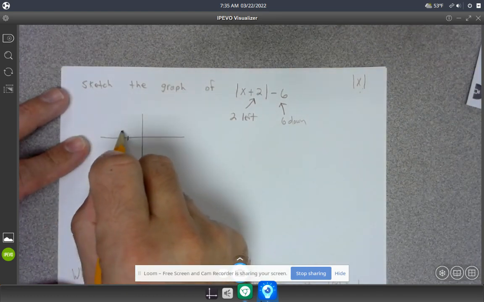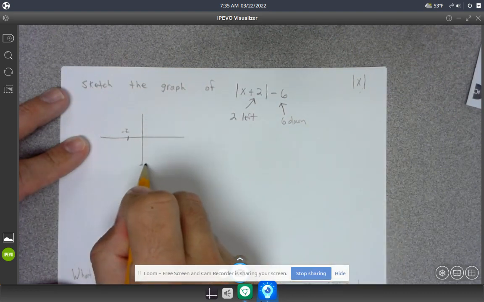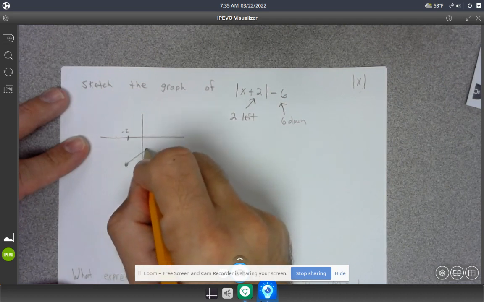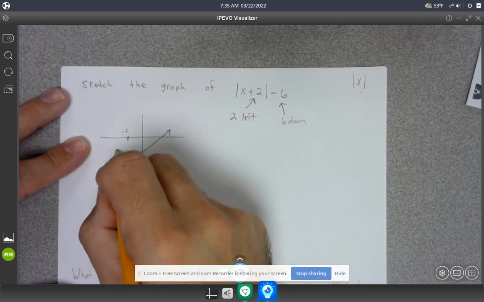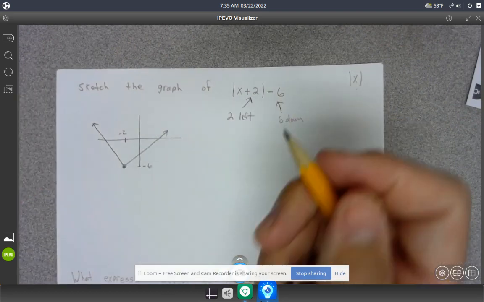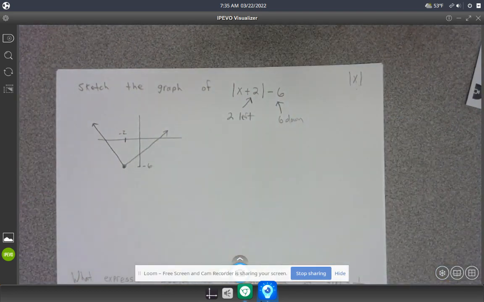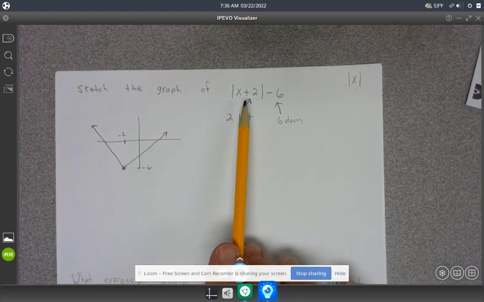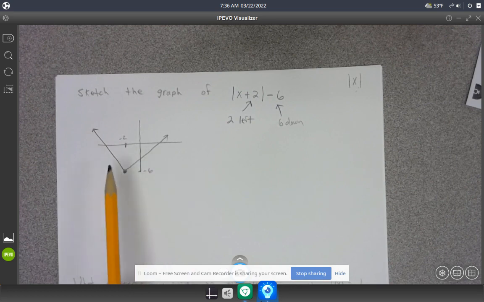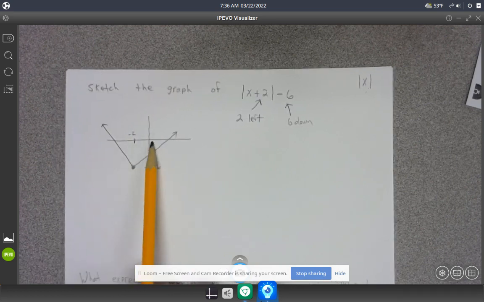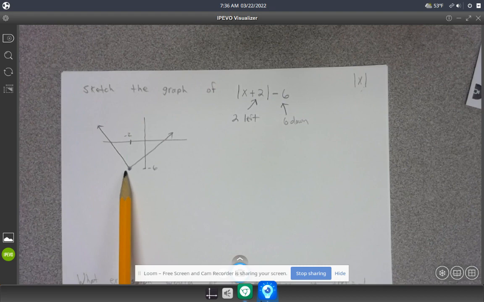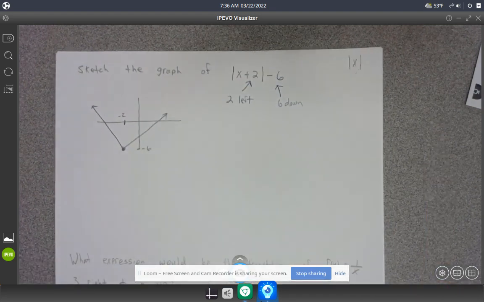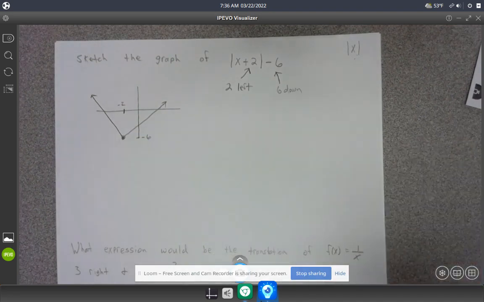All right, 2 left, so that's -2. 6 down, it's -6. And it's going to have that V shape. There you go. And so a lot of times what you'll have to do is you'll be given the graph of it, and you'll need to work backwards and write the function. Just recognize from the picture that this little vertex has been moved over 2 and down 6. And then you would have to write that out in the actual form, not function notation, but in algebraic notation.